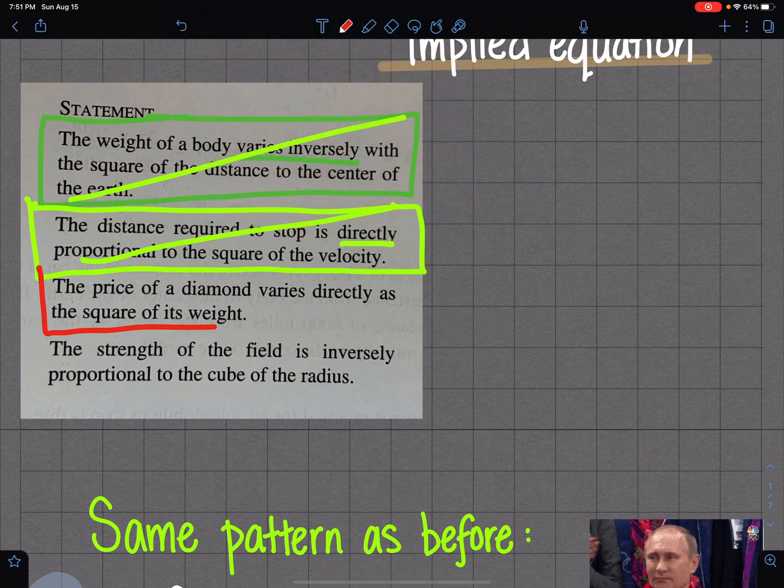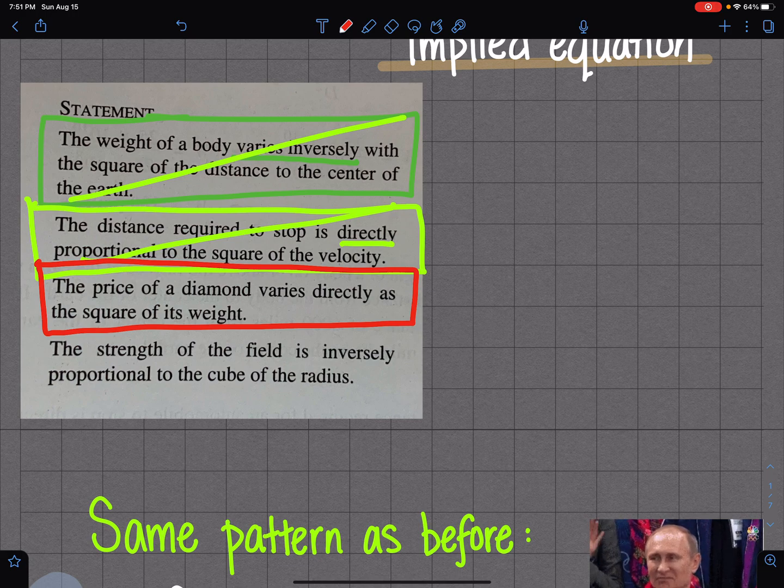Okay, let's do this one. The price of a diamond varies directly as the square of its weight. So I'm going to put the price of the diamond varies directly, so there's going to be no fraction on the other side because it varies directly, as the square of its weight. So it's going to be weight squared, and I'm not going to forget about the constant. Usually they put the constant in first. It doesn't have to be that way, but you know.